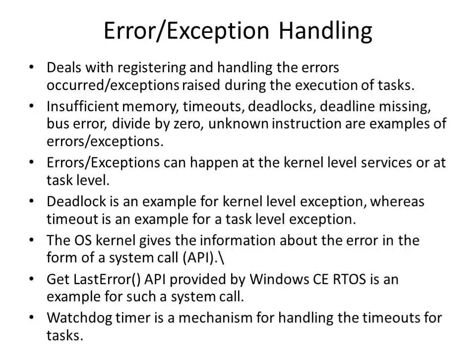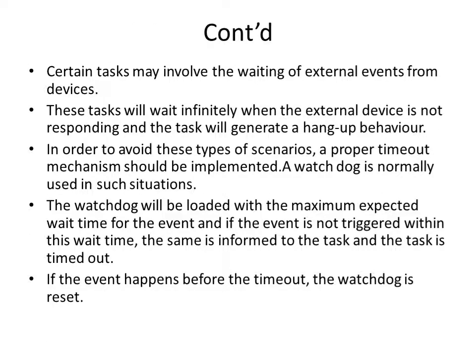We have a watchdog timer. A watchdog timer is a mechanism for handling the timeout for tasks. Certain tasks may involve waiting for an external event from devices. They need some parameter from the external device, and the external device has to send that data. So the task will wait to receive that data. But what happens if the external device does not respond and does not send the data?